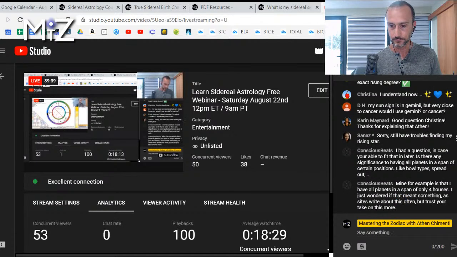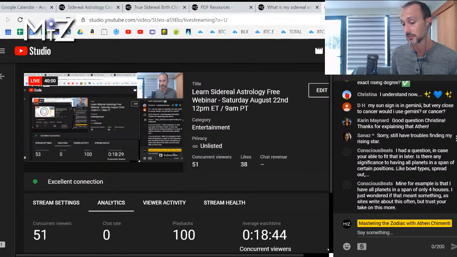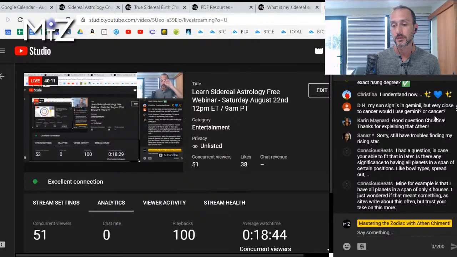Okay. So I'm going to go through some questions. So my sun sign is Gemini, but very close to Cancer. Would I use Gemini or Cancer? Both. If anything is within 3 degrees of another sign, then you do want to consider yourself a blend. It's going to probably lean a little bit closer to whichever sign that it's closest to, and also where there's other planets. So for example, if your sun's in between Gemini and Cancer, but say your Venus and Mercury are in Cancer, that's going to lean more towards Cancer because you're going to have way more energy there. But generally it's a blend.